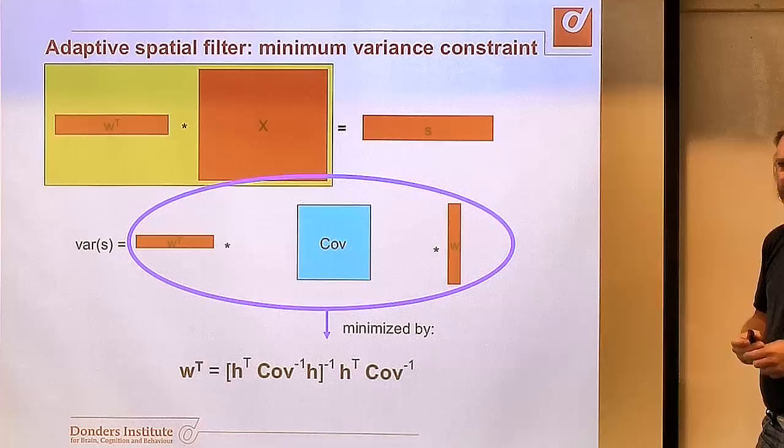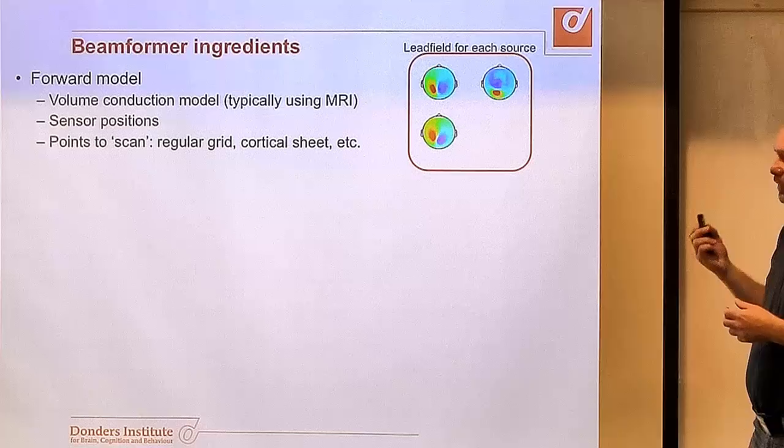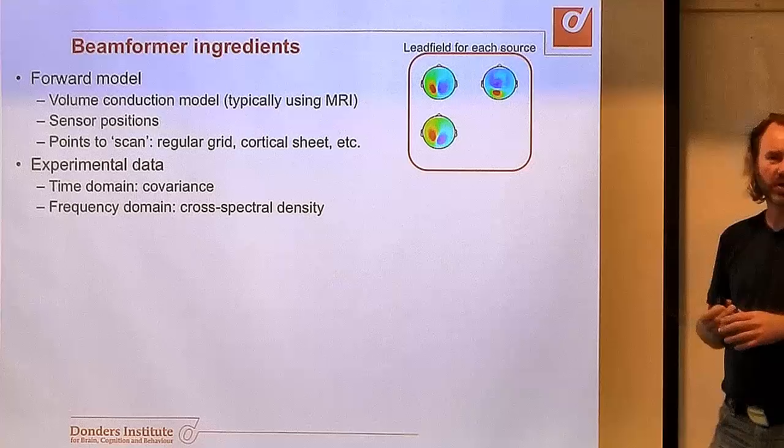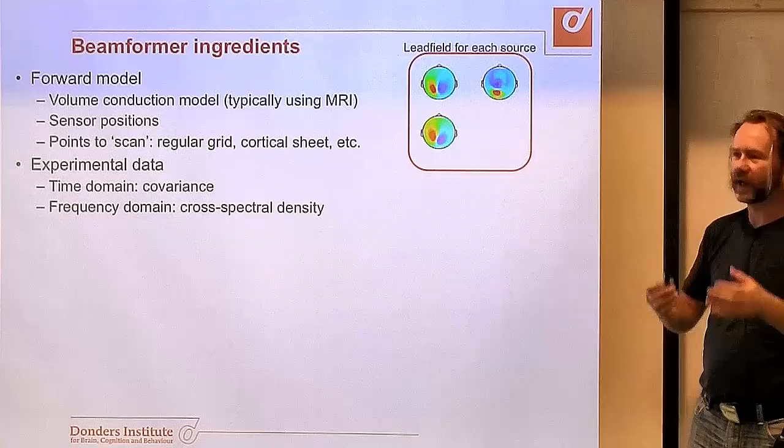We have the forward model. We have a lead field for each source, given the forward model. We have the experimental data. And in the time domain, we use the data covariance matrix, as I just showed. In the frequency domain, we use something that's very similar, but it's called the cross-spectral density matrix. And a cross-spectral density matrix is basically the covariance matrix at a specific frequency.